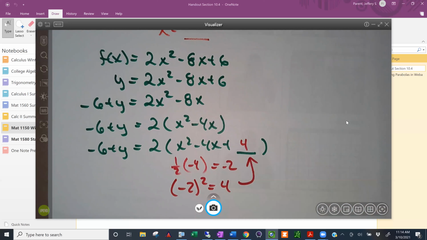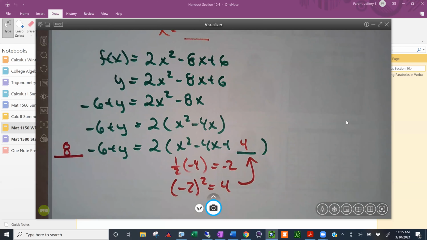But I'm not going to put a 4 on the left-hand side. I've got to be a little bit more careful than that. Because really by putting a 4 here, I've not increased the right-hand side by 4, I've increased it by 2 times 4. So what do I have to put over here to keep things in balance? 8. 8.